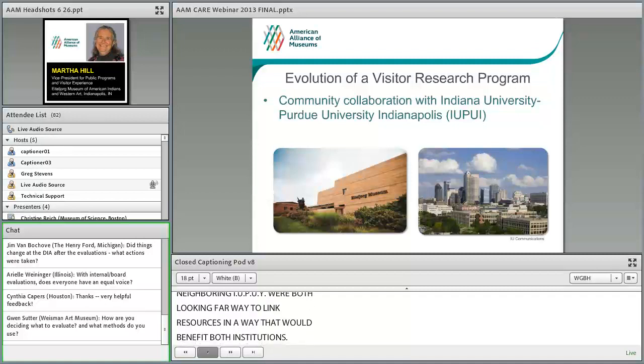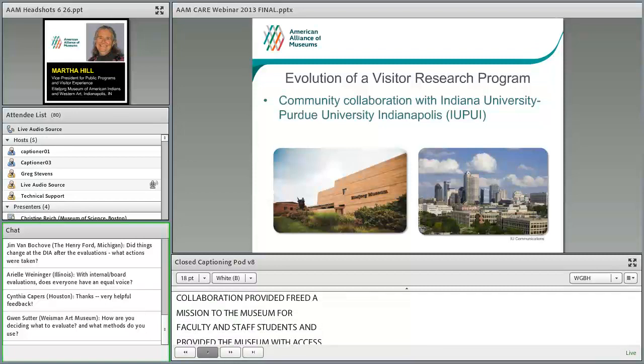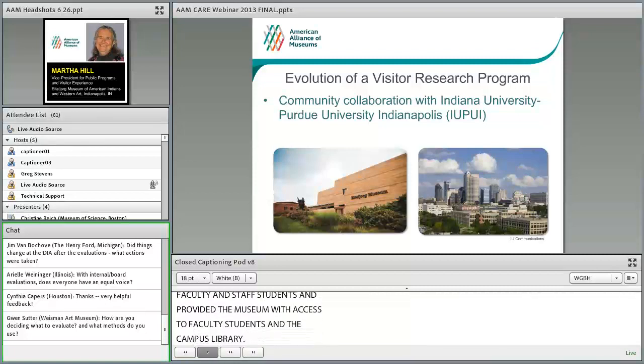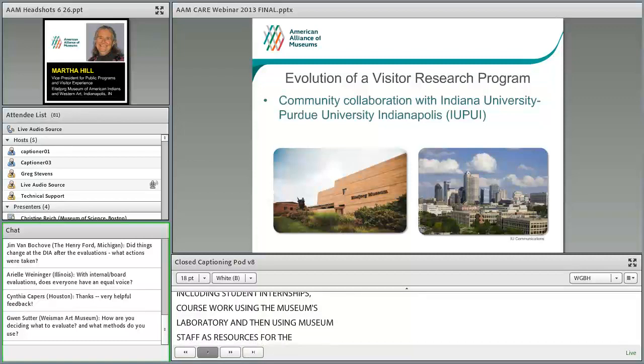Over 17 years ago, our CEO and the Vice Chancellor at the neighboring IUPUI were both looking for a way to link resources in a way that would benefit both institutions. So from the beginning, this collaboration provided free admission to the museum for IUPUI faculty, staff, and students, and provided the museum with access to faculty, students, and the campus library. Beginning in the late 90s, we developed a partnership committee, which included museum staff and university faculty and administrators. This group was charged with exploring more substantial joint programming, including student internships, coursework using the museum as a laboratory, and using museum staff as resources for the university courses.